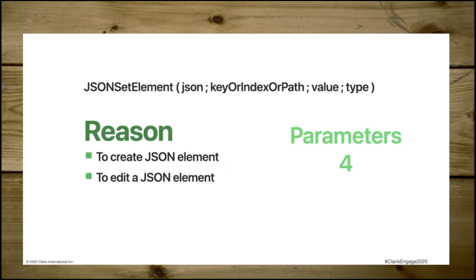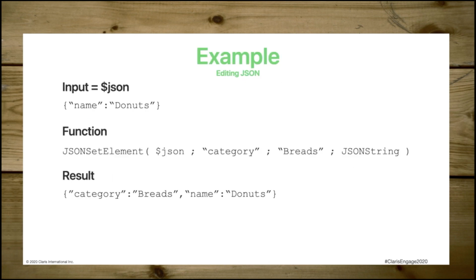Our first example is JSON setElement. The reason for this function is to create a JSON element or to edit a JSON element. When I say create, I mean creating text that contains JSON, and with editing, there's already text with JSON in it, so we would just be changing values or some other element within it. We'll start by looking at how to edit JSON.